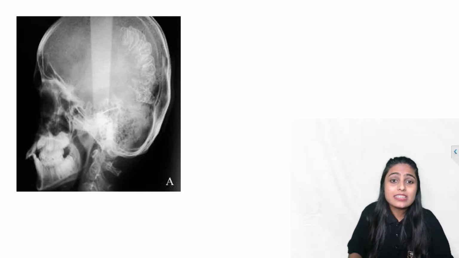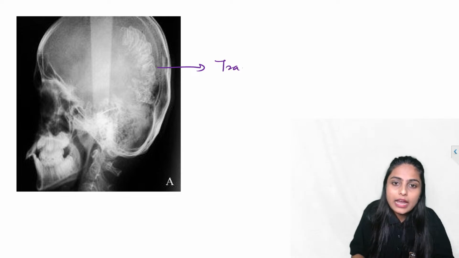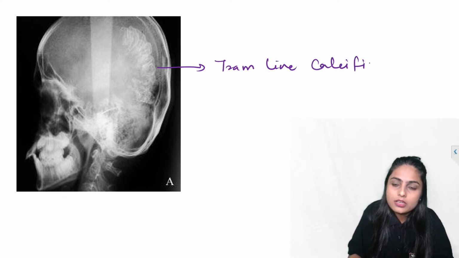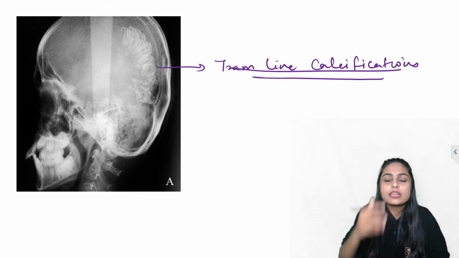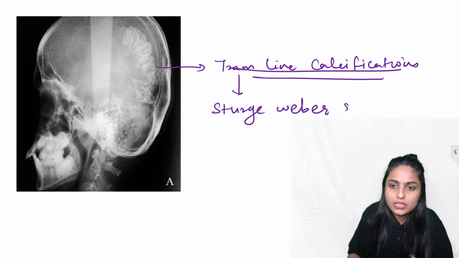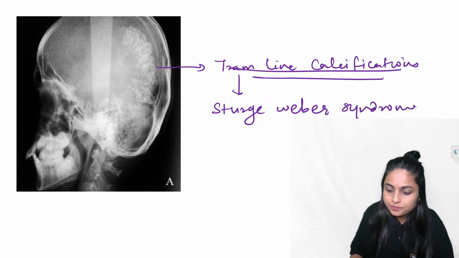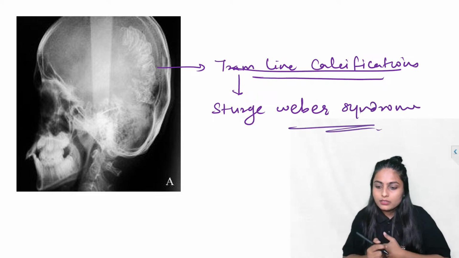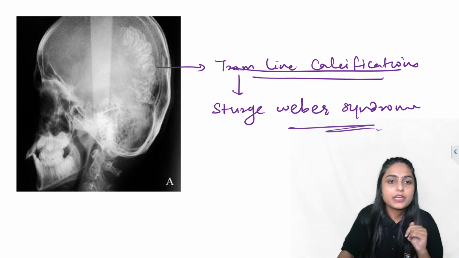Okay. Next is this. This is tram line calcifications. Tram line calcifications is a feature of which syndrome? It is a feature of Sturge-Weber syndrome. Tram line calcifications, right?